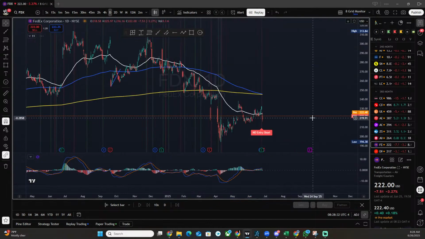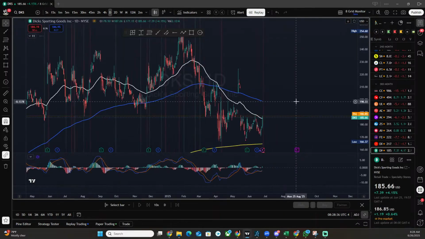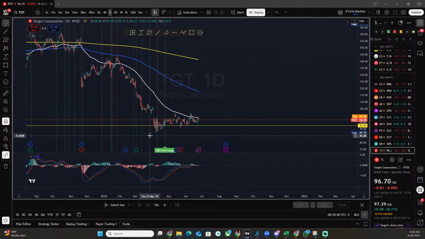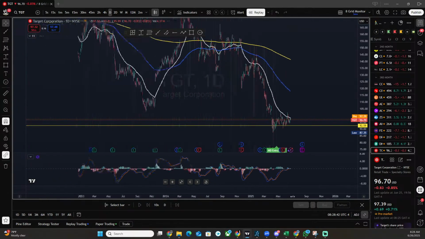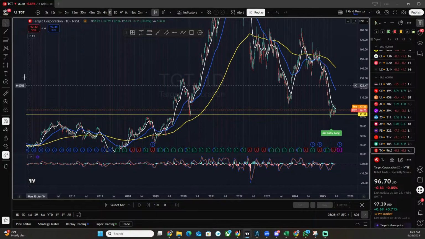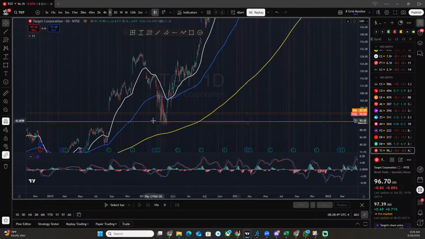I already kind of went over FedEx, kind of gave you an idea on that one. Darden Restaurants, hard to trade. Dick's used to be good in the pandemic. Target is missing every one of their targets. This is just so bad. I really felt like they could have easily bounced a long time ago.